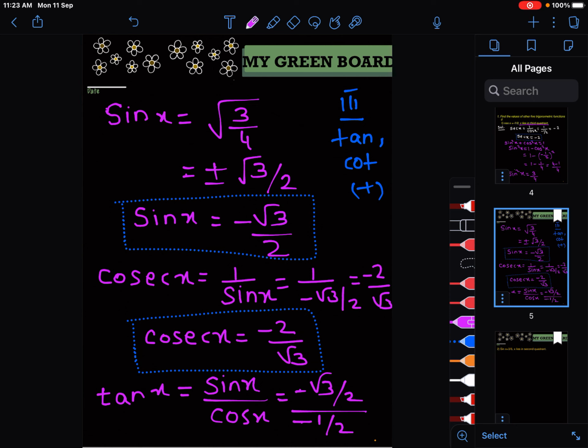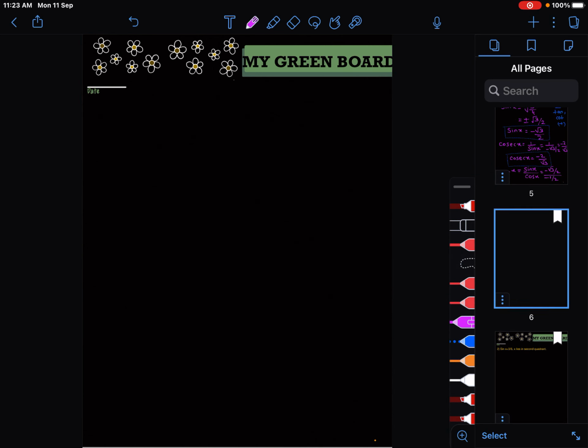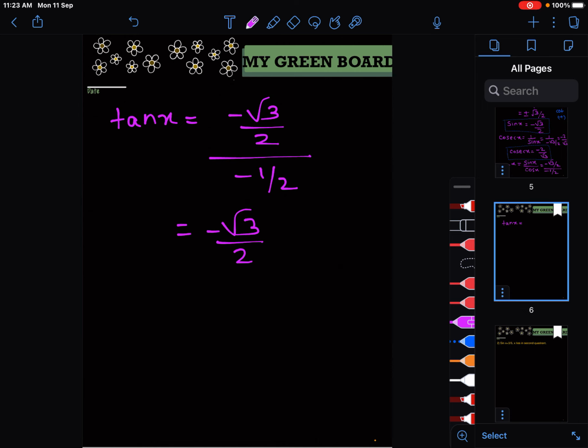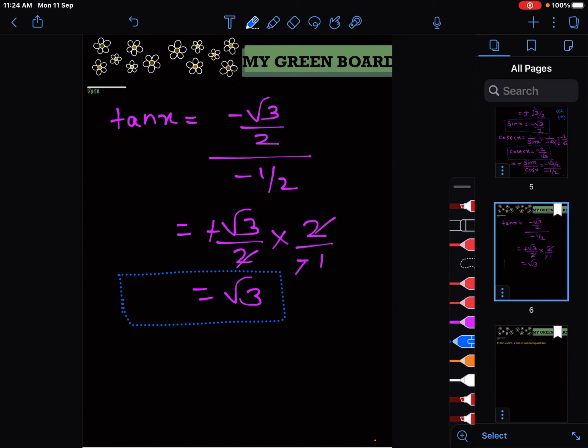Got it, children? So we got tan x as minus root 3 by 2 divided by minus 1 by 2. Here the minus 1 by 2 in the denominator becomes the reciprocal, so we multiply by the reciprocal. The minus gets cancelled, the 2 gets cancelled, so our answer would be root 3. Here the value of tan x is root 3.